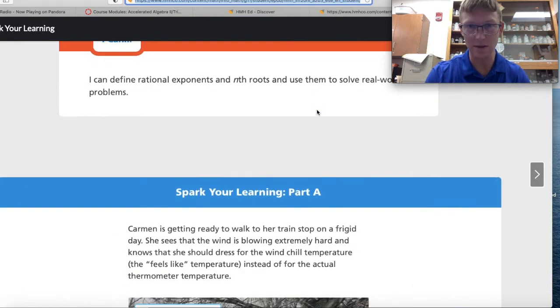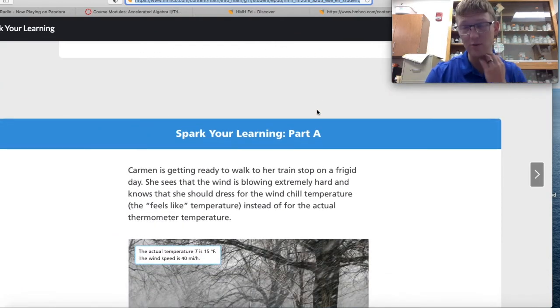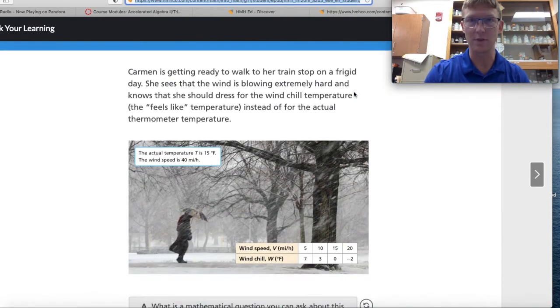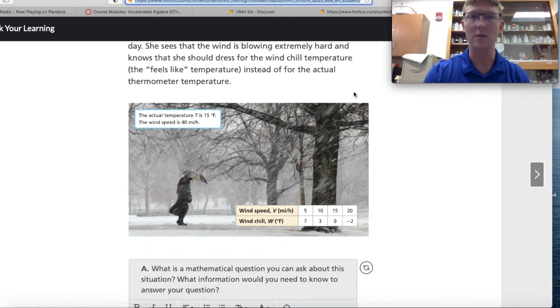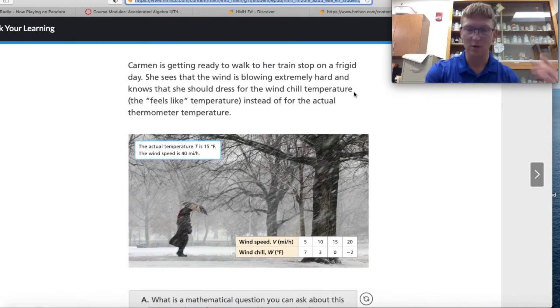So up until this point, we've been talking about square roots, but it turns out you can actually do a lot of different things other than square roots. So here's our real world example.